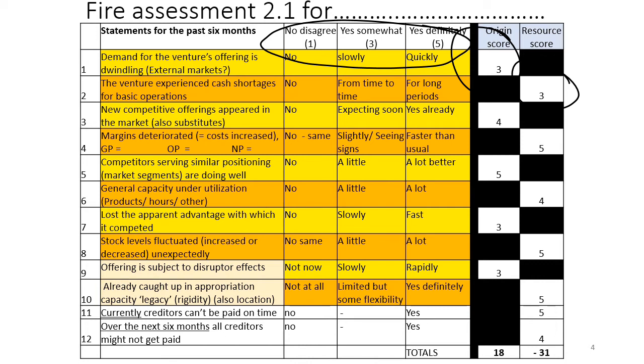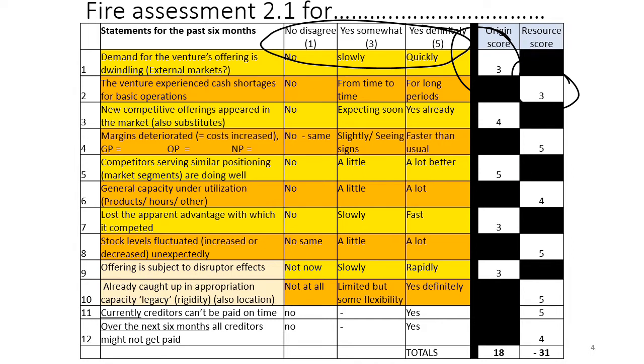Then number 4, the margins. Margins deteriorated. You can look at gross profit margins, operating profit margins, net profit margins, whatever is available to you, and you can make the judgment. No, they're still the same, or we're seeing signs of deterioration, or faster than usual. Number 5, competitors serving similar positioning are doing well. They are serving the same market segments. They're doing the same job that you want to do with your product, and you make a judgment on that.